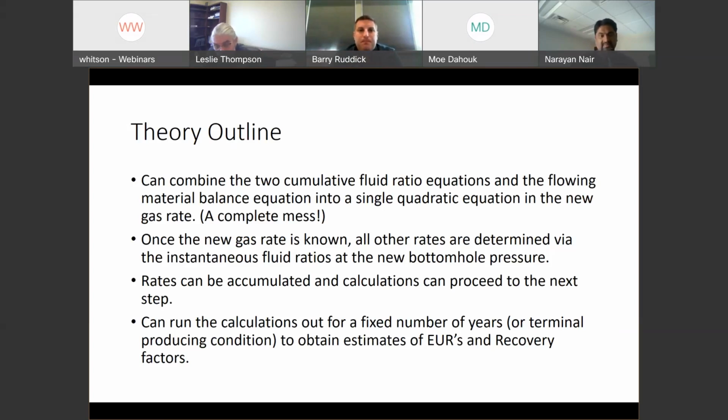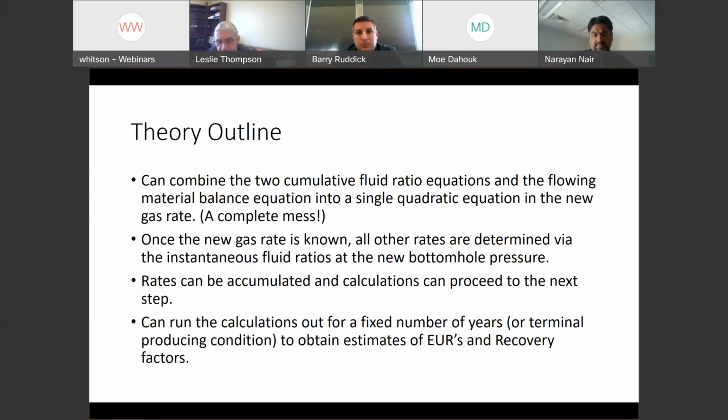So once you get that expression for the gas rate, you can solve it. As I said, it's a quadratic. You get two roots. For every case that I've run, you get one positive and one negative root. So you just use the positive root, and you can get all the other rates using the instantaneous ratios, and then you accumulate them into the cumulative production for the following day. Then you step to the next day. So it's a step-by-step procedure, and you just keep going.